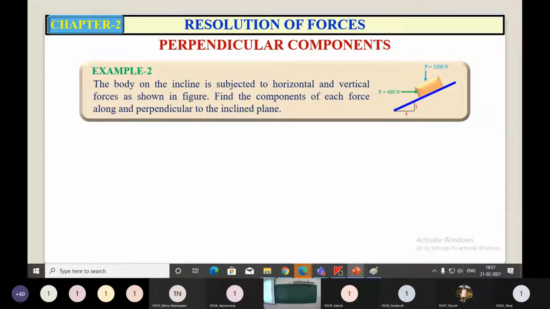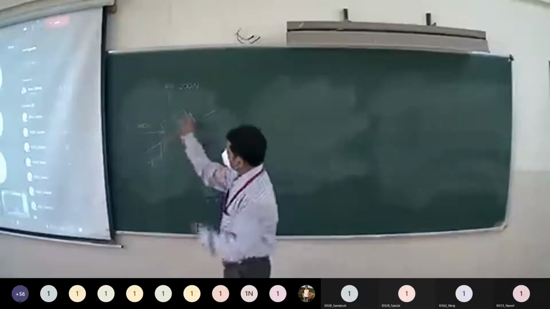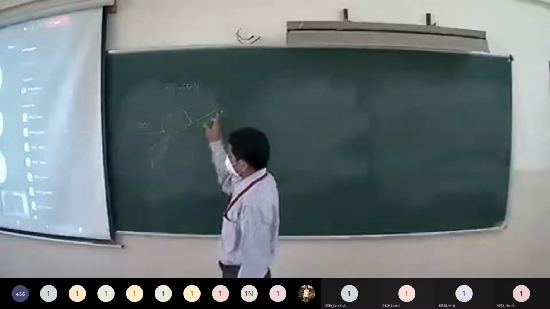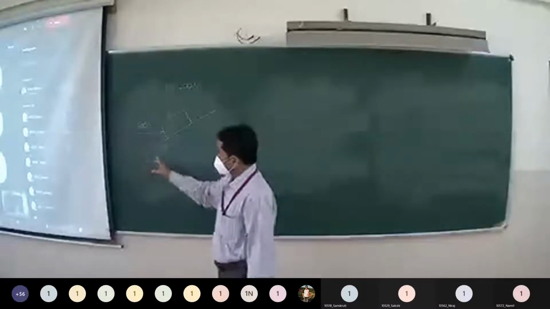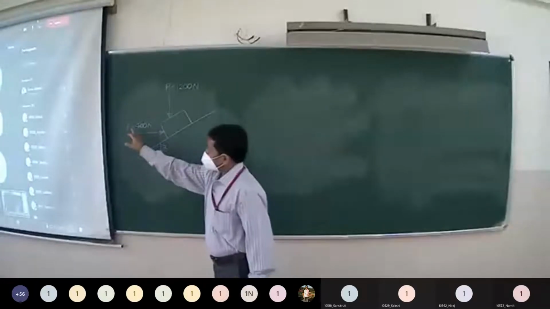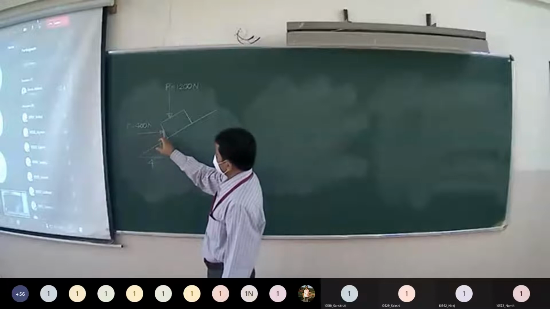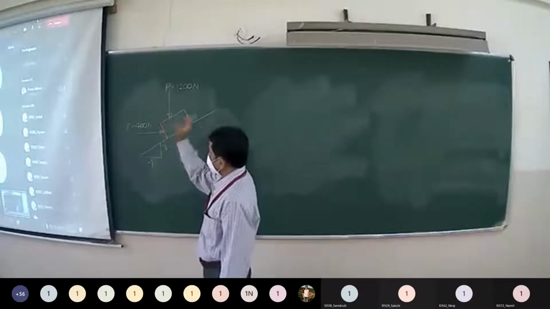The body on the incline is subjected to horizontal and vertical forces as shown. Find the components of each of the force along and perpendicular to the incline. The block is kept on an inclined plane, having slope 3 vertical, 4 horizontal. F is acting horizontally towards right and P is acting vertically downwards.